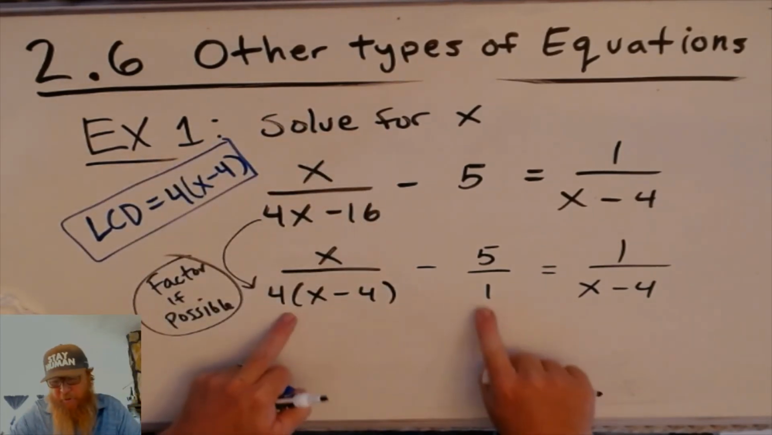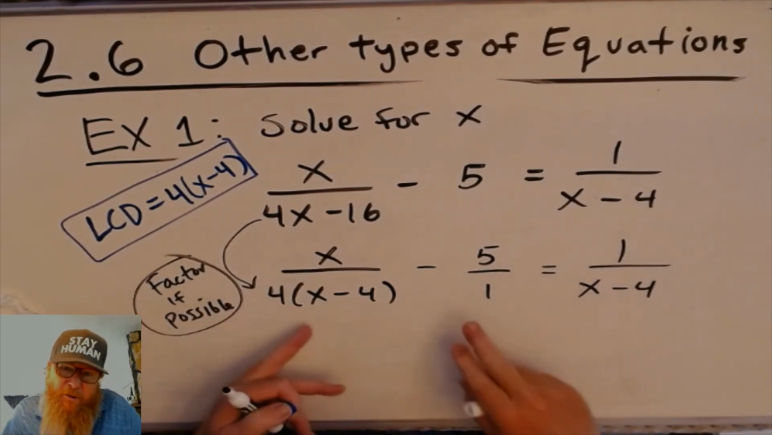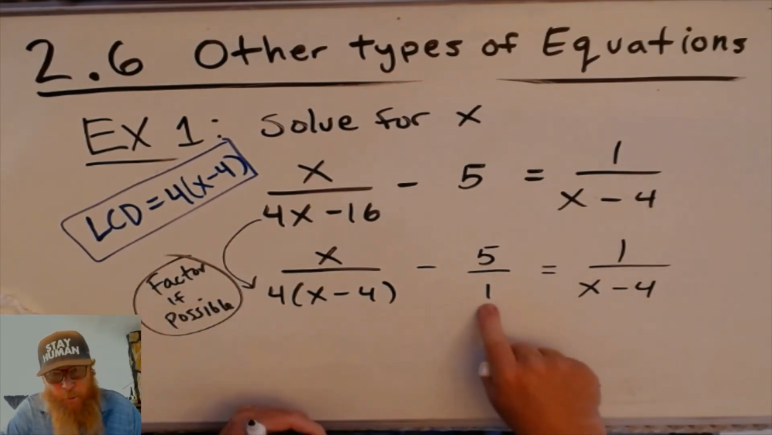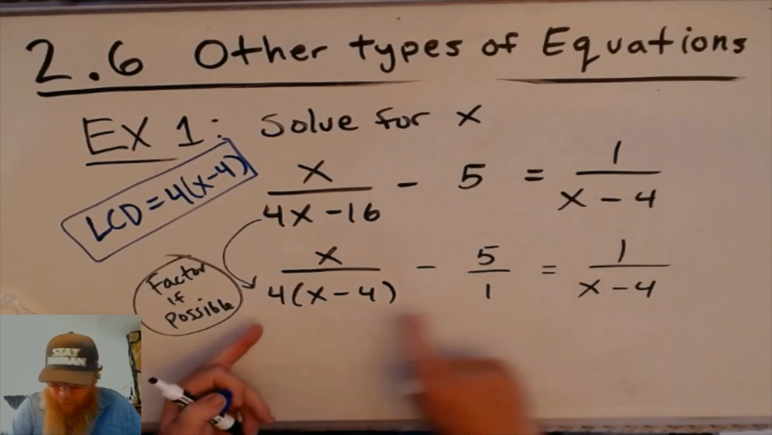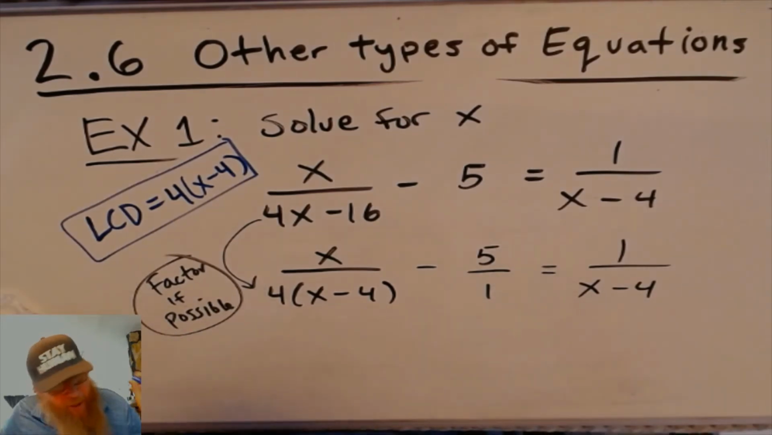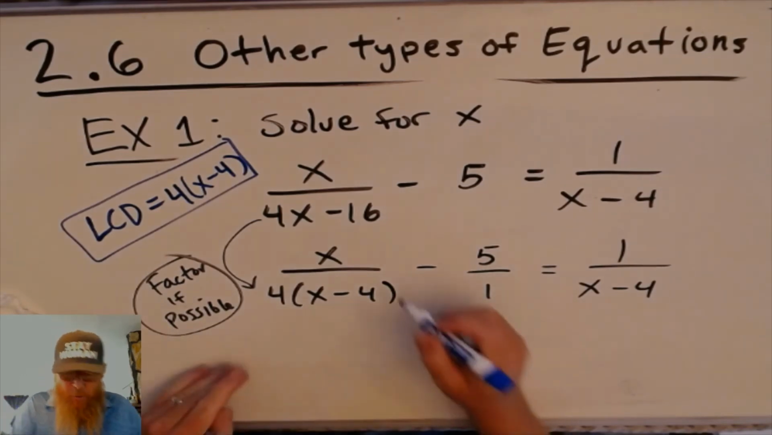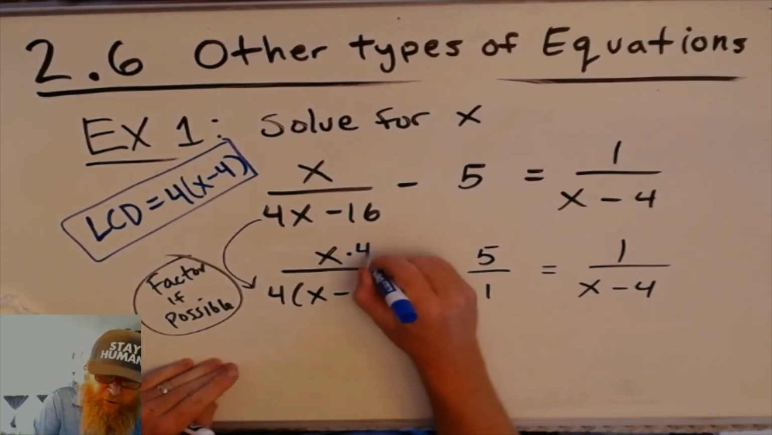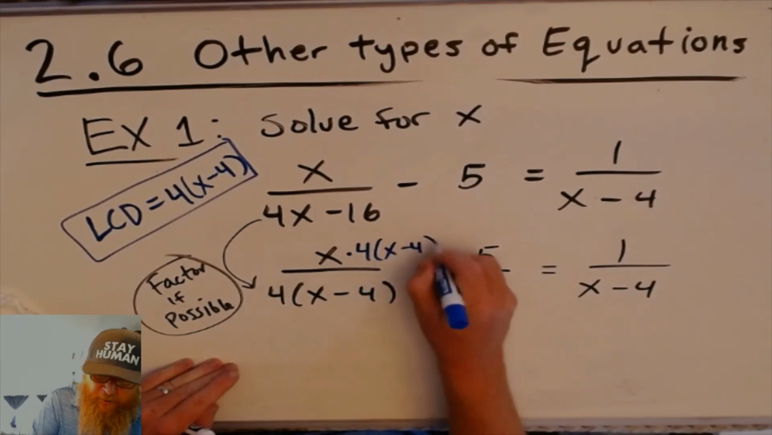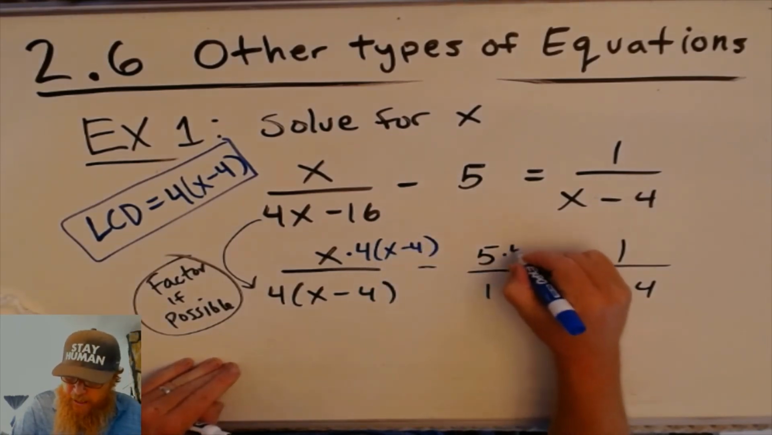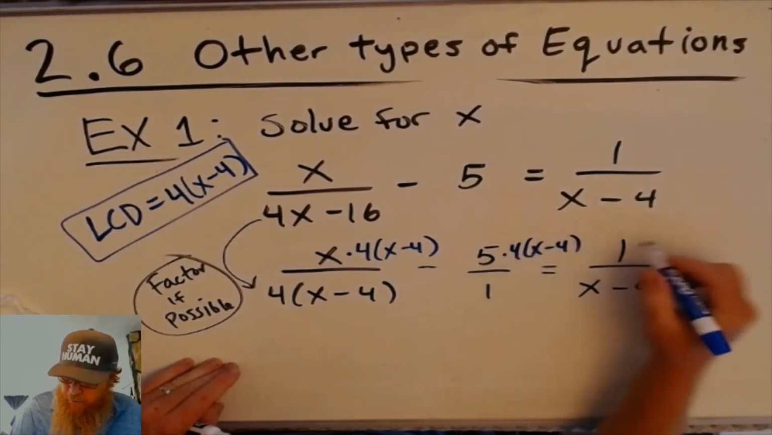Obviously, when you go 4 times 1, you just get 4. However, if this were a 3 or something, then it would be 4 times 3, which would be 12. We'll cross that bridge in another example. So in this example, this is your LCD. So you want to multiply all the numerators by 4 times x minus 4.